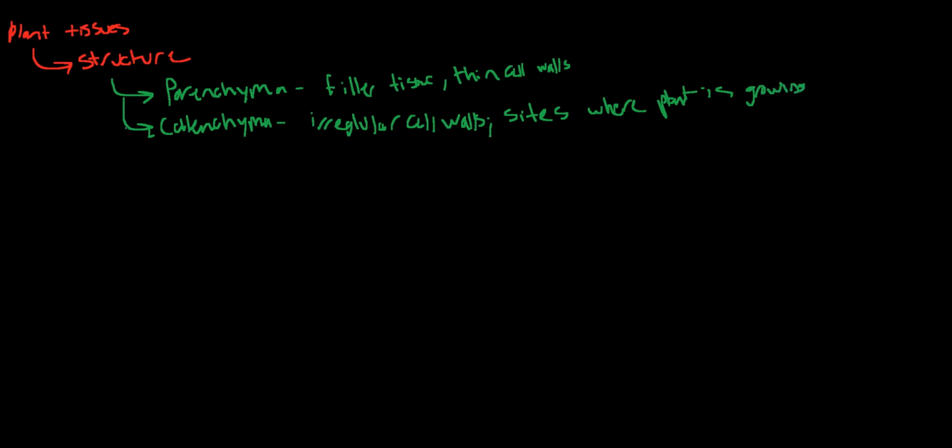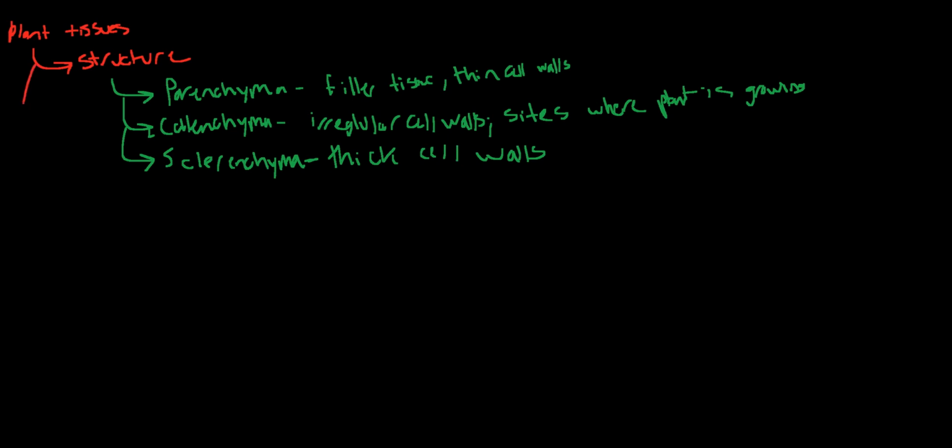Okay, moving on to the third type of structural tissue. It's going to be sclerenchyma, and this one is strong, so it's going to have a strong, thick cell wall. Basically, on the DAT, there's a very good chance they'll ask which of these structural tissues has thin cell walls, and you need to know parenchyma, or which one has thick cell walls, strong, therefore thick cell walls.